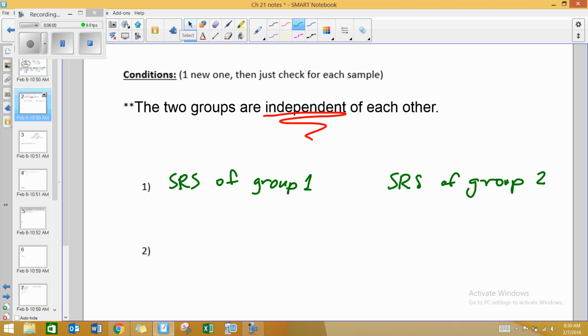I was given a p hat. We believe men wear their seatbelt this much. I wasn't given that for this problem, so anytime I'm not given a p, I just estimate with p hat. So I have to, in group 1, see at least 10 successes and at least 10 failures.